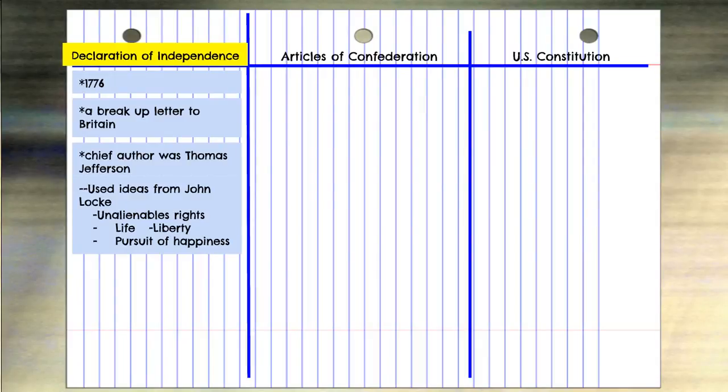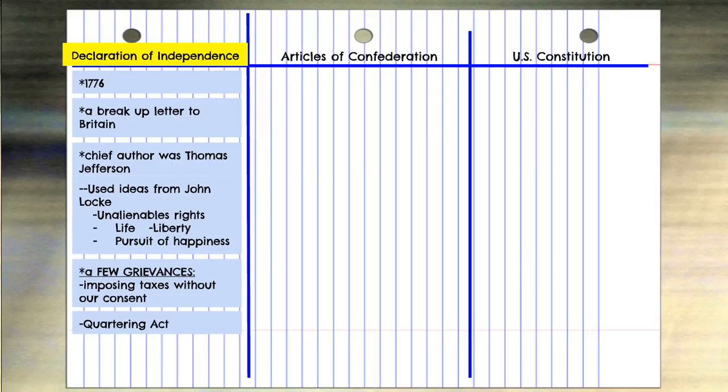Okay, so Thomas Jefferson was the chief author using the ideas of John Locke. Those ideas are unalienable rights, and that being life, liberty, and the pursuit of happiness. All right, a few of the grievances that we know that we dealt with and we've already talked about is imposing taxes without our consent. Okay, we had no representation in the British Parliament.